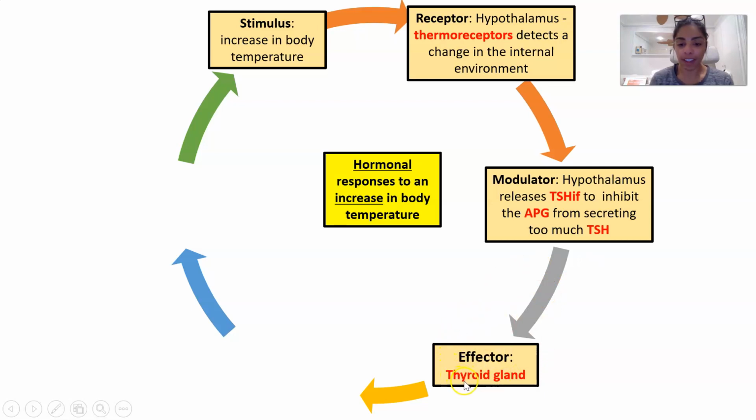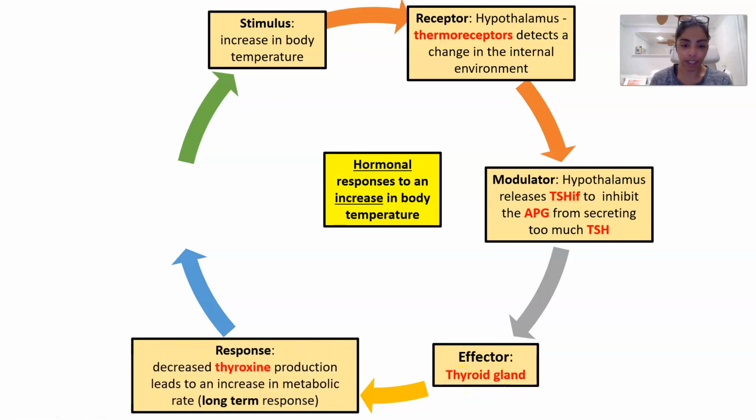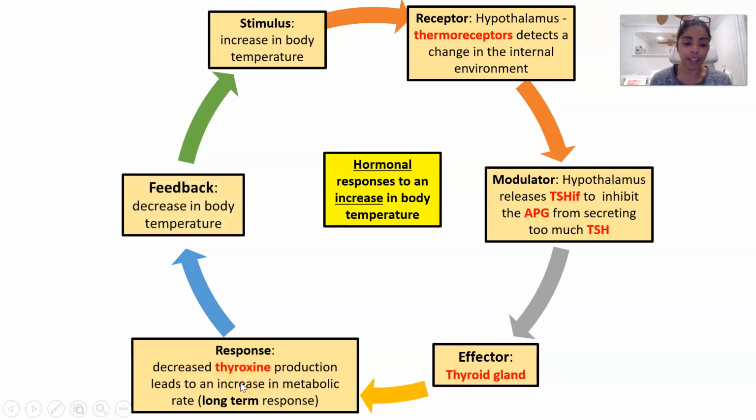dictate how much thyroxine is released from the effector organ for thyroxine, which is the thyroid gland. The response is going to be a decrease in thyroxine production from the thyroid gland, and therefore, over time, this leads to a decrease in metabolic rate and hence a decrease in body temperature.